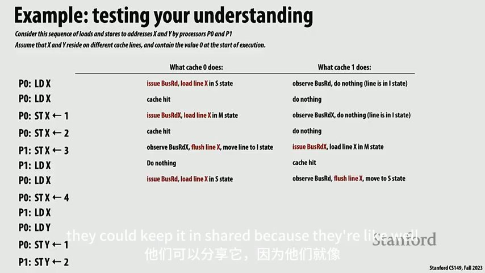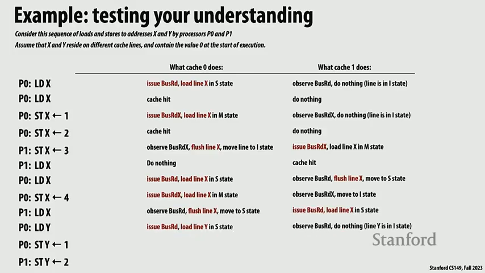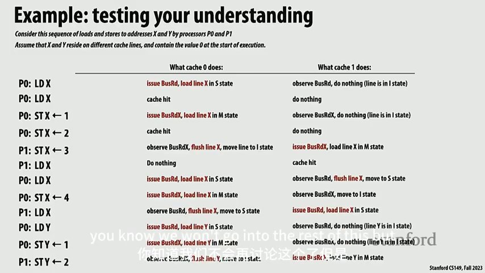They could keep it in shared, because they can't write to it anymore while there are copies around, but they'll keep it because if they want to read from it, they don't want to take that cache miss. We won't go into the rest of this, but these are the things that you definitely need to be able to walk through and step through in your head. You did one last week. I think there's one on the homework assignment.